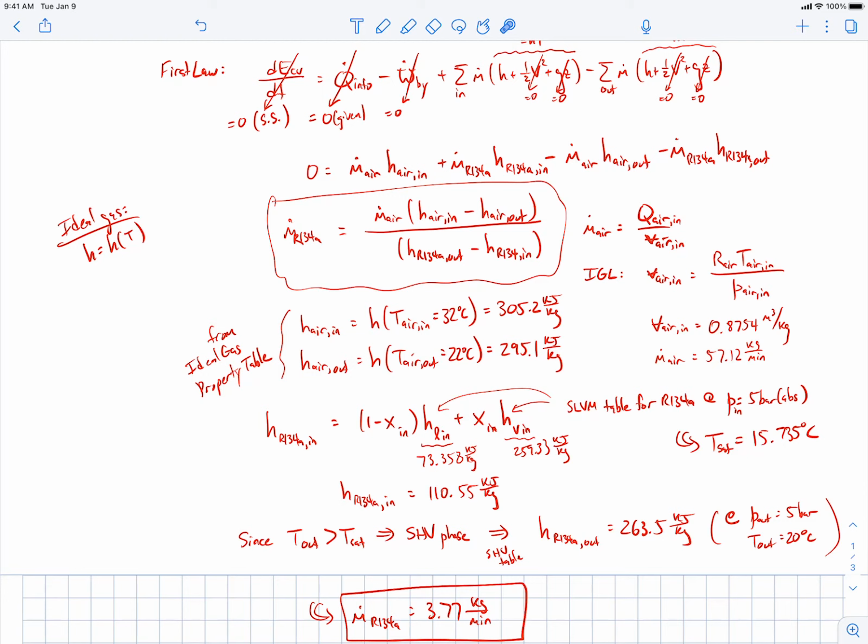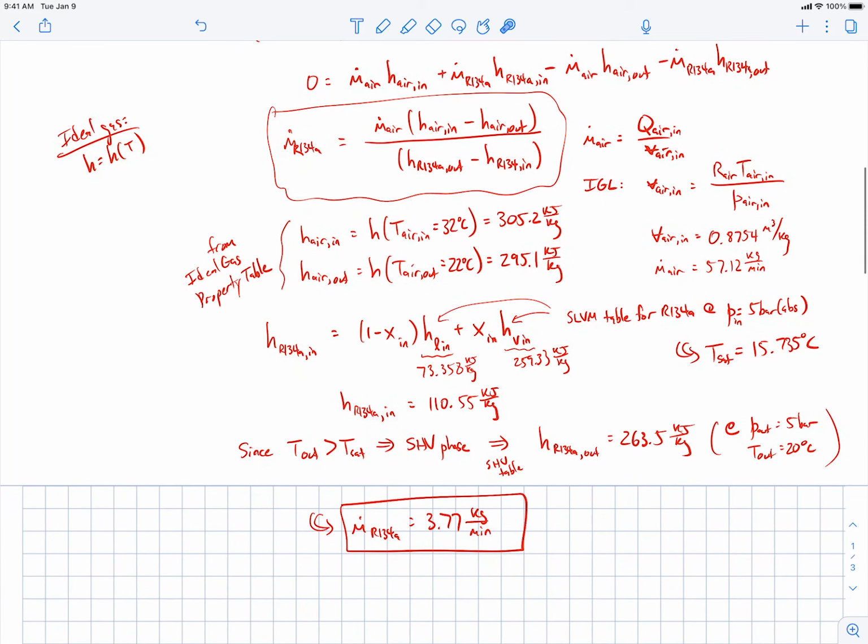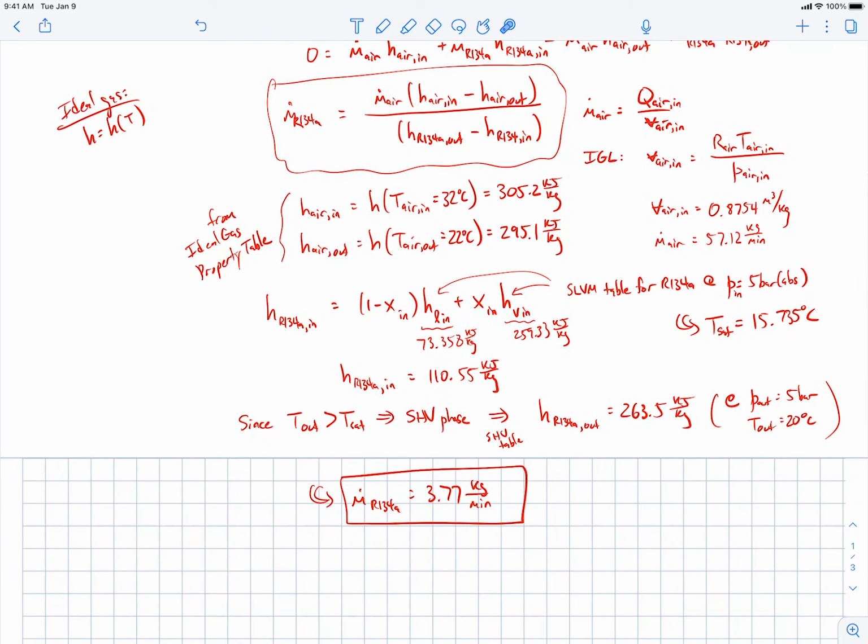For the air, we use the ideal gas property tables. For the R134A at the inlet, since it's a saturated liquid vapor mixture, we had to use the quality to calculate that specific enthalpy. And then at the outlet, we recognize that we're dealing with a superheated vapor phase since the temperature there was greater than the saturation temperature, and so we used a table to find that. So a lot of different things that we made use of.